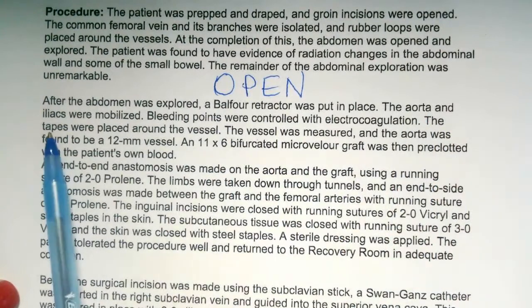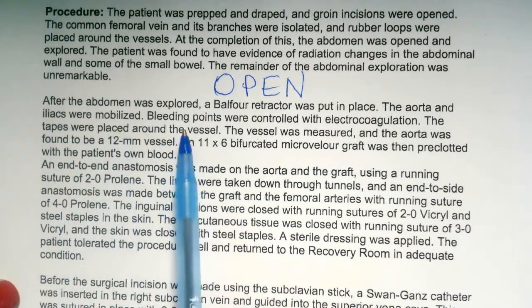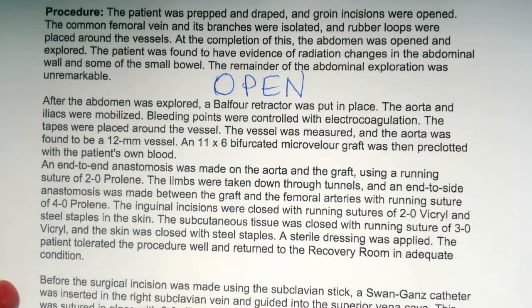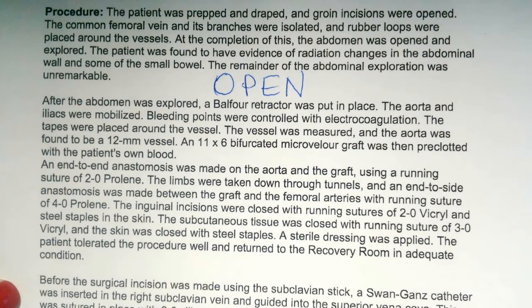The aorta and iliacs were mobilized. Bleeding points were controlled with electrocoagulation. The tapes were placed around the vessel. The vessel was measured, and the aorta was found to be a 12 mm vessel. An 11 by 6 bifurcated, bi meaning two, Microvel graft was then pre-clotted with the patient's own blood, and an end-to-end anastomosis was made on the aorta and the graft.